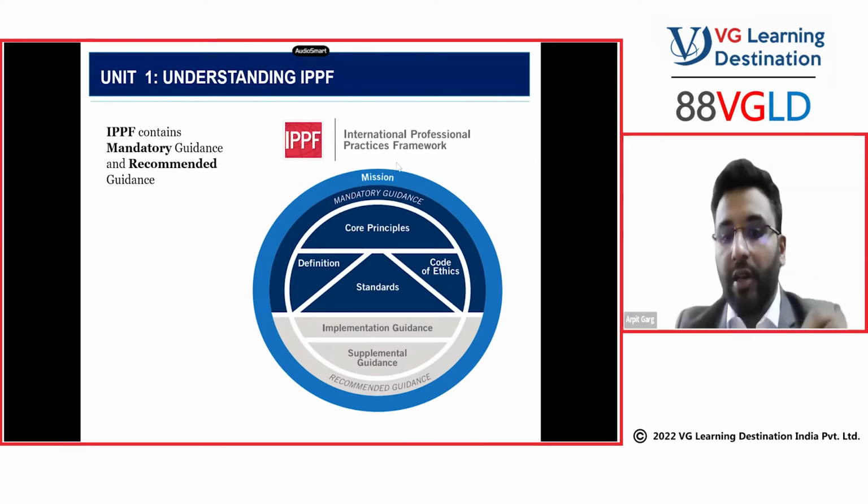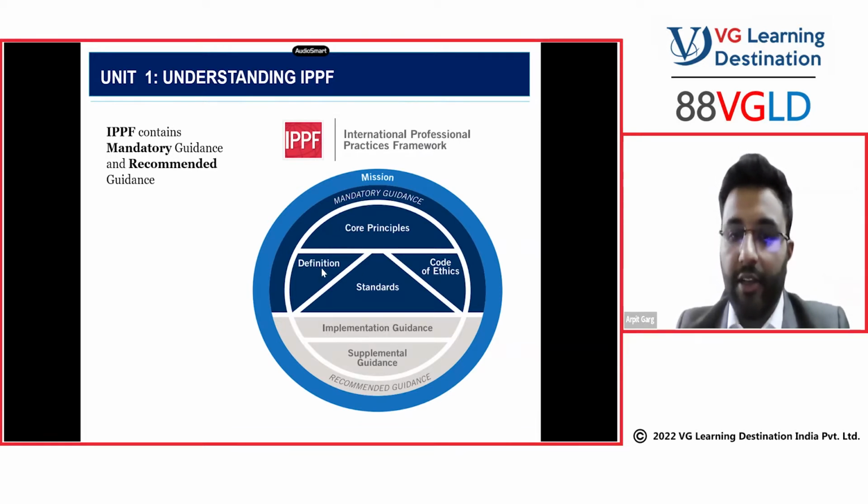Right. Now let's try to understand, folks. The units start with the mission of internal auditing. So we'll understand the mission of internal auditing, and we'll get into the types of guidance. We'll cover mandatory guidance and recommended guidance. Now, mandatory guidance is very, very important in the examination. Under mandatory guidance, we have 4 things. What are the 4 things? I've already covered them earlier.